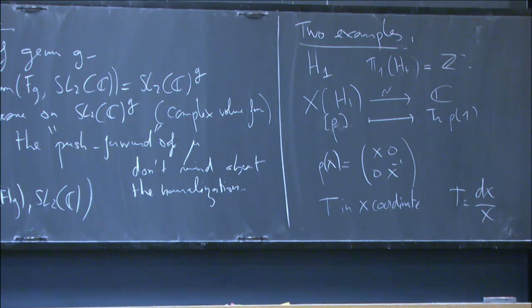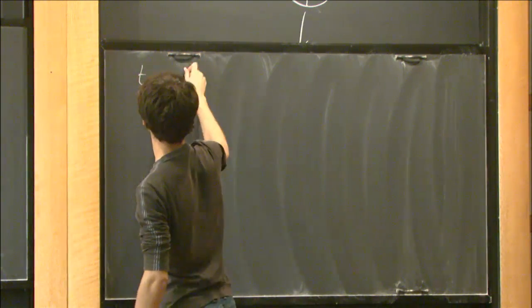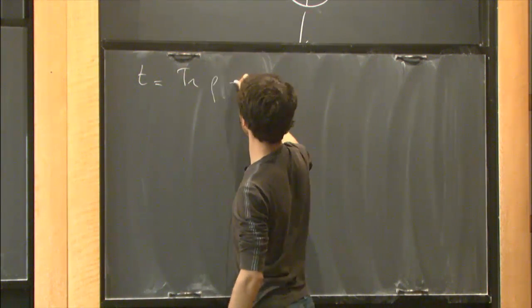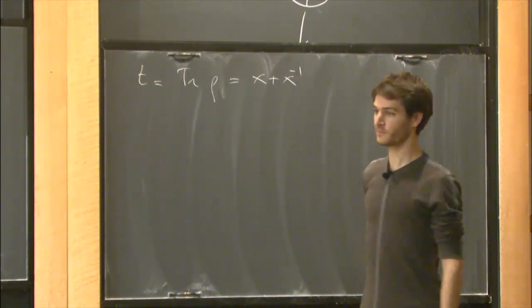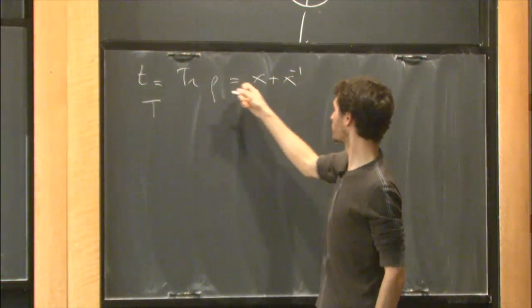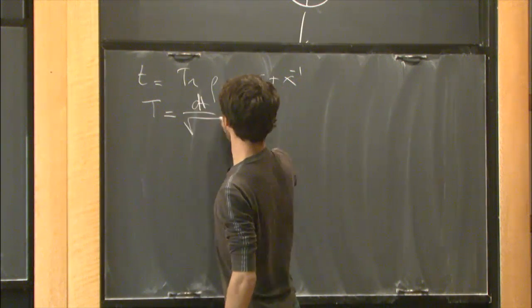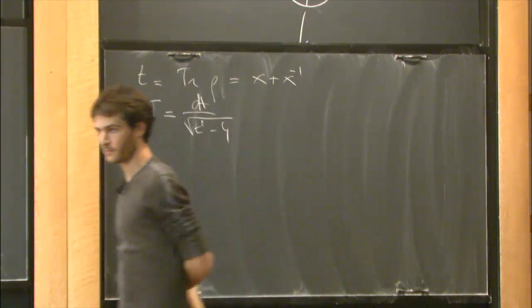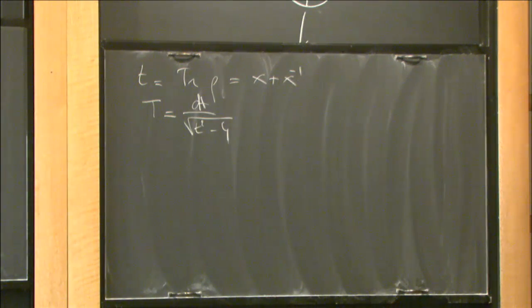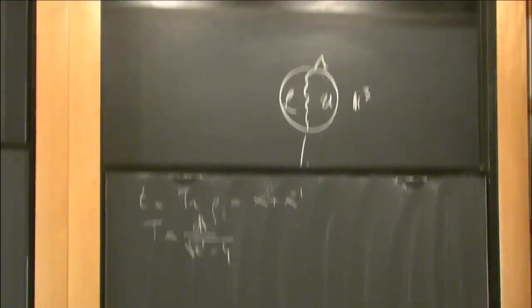But if you really want to write it using these coordinates here, it's slightly more annoying, because let's call t the trace of rho, which is just x plus x inverse. And then you compute that the torsion t, well, you just derive dt equal dx plus etc. Computation, you find dt divided by square root of t square minus 4. And this looks strange, but finally it is not so strange, because it has a singularity exactly when t is equal to plus or minus 2.